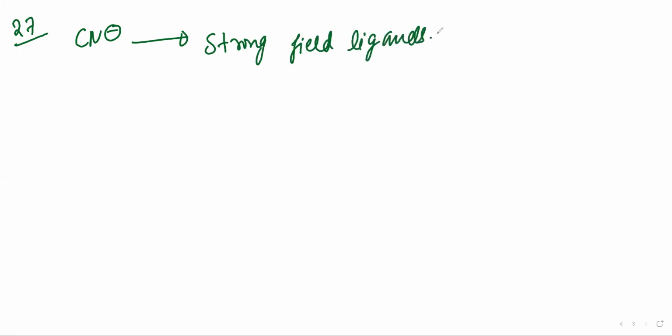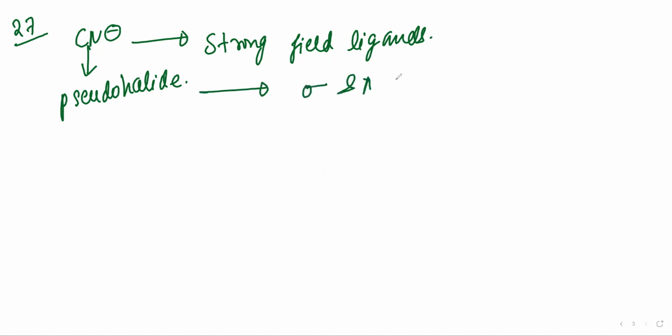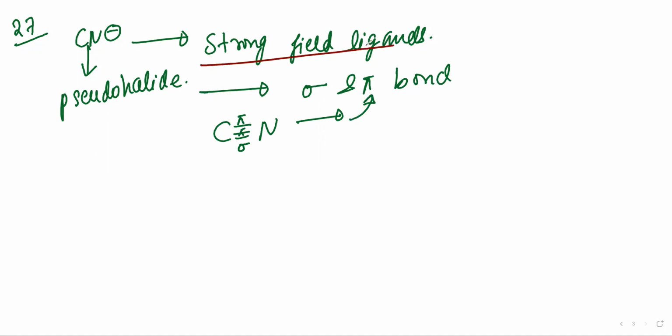Now look at the next sum, that is 27. CN is a strong field ligand, right? It was asked in 2004. So what is the fact about it? CN is also called pseudo halide. It is a strong coordinating ligand with the ability to form sigma and pi bonds. Because cyanide is like C triple bond N, one is a sigma bond and the other two are pi bonds. So it has both sigma and pi bonds, and it is also a strong field ligand. So this is the reason.